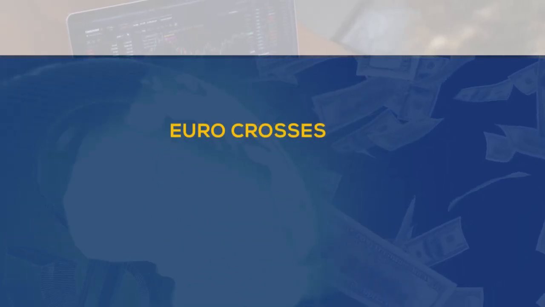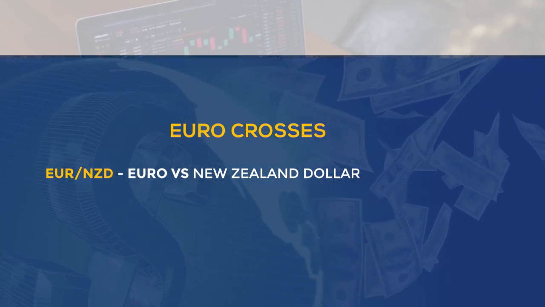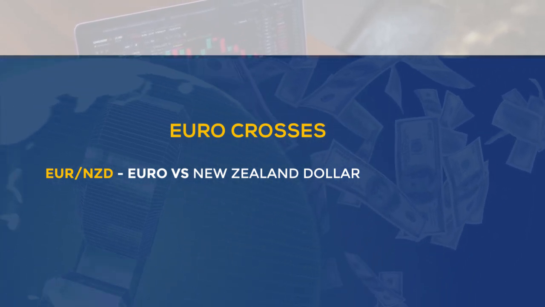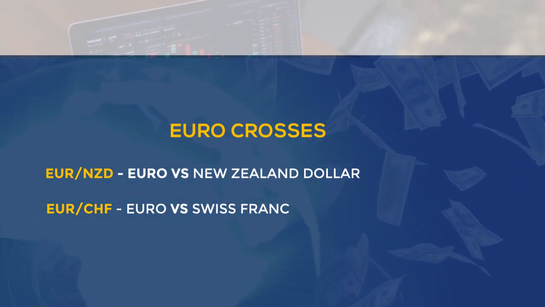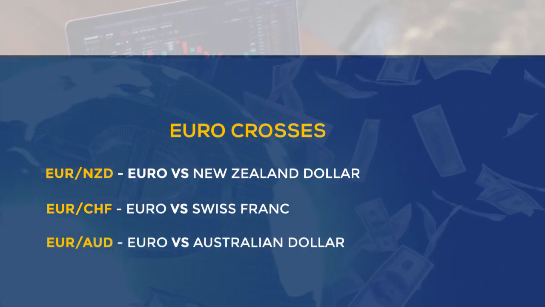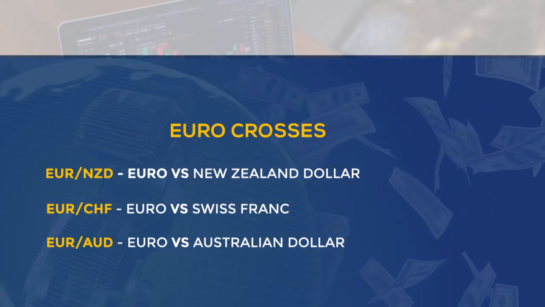Now, coming under the euro crosses, these are euro pairs excluding the USD, which includes EUR NZD, the euro versus the New Zealand dollar. We also have EUR CHF, the euro versus the Swiss franc. And we have EUR AUD, the euro versus the Australian dollar, etc.